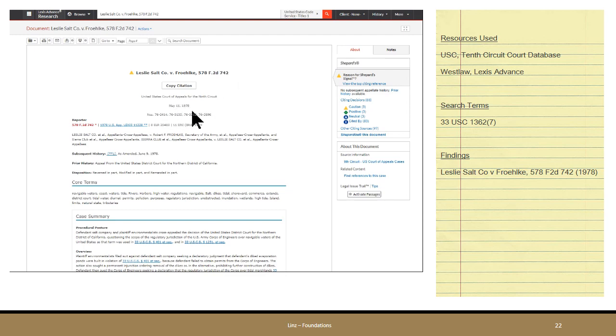We note the date of decision. We note the court. This comes out of the Ninth Circuit. These are the various docket numbers. And then there are parallel citations. So the case is picked up and published by other publishers and given different citations.